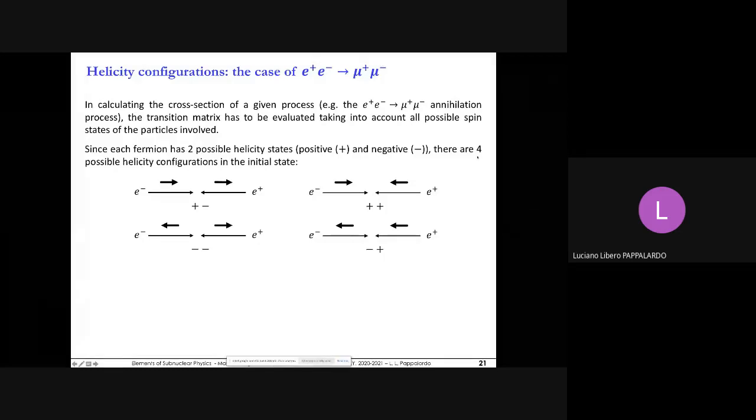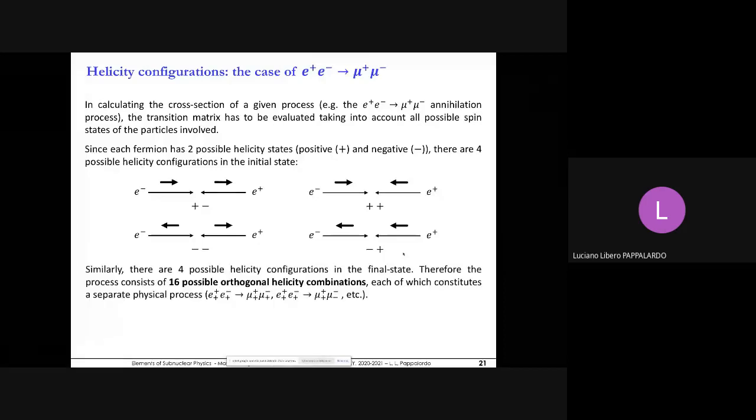So the initial state is the electron-positron annihilation, okay? Let's consider the first one, where the momentum and the spin are aligned, so this is a positive helicity, or where the momentum and the spin are anti-aligned, this is a negative helicity. And then we have all 4 combinations: plus minus, plus plus, minus minus, minus plus. This is for the incoming particles, but of course the same you have in the final state. So similarly, there are 4 possible helicity configurations in the final state for the 2 muons. Therefore, the process overall consists of 16 possible orthogonal helicity combinations, each of which constitutes a separate physical process.